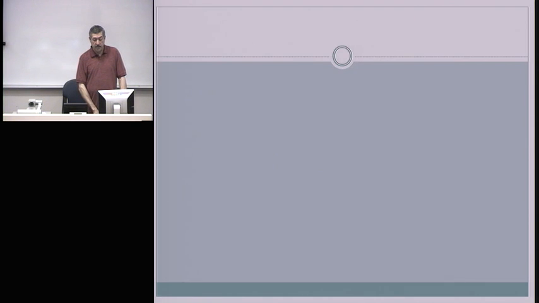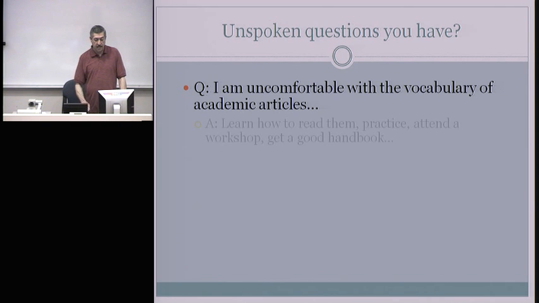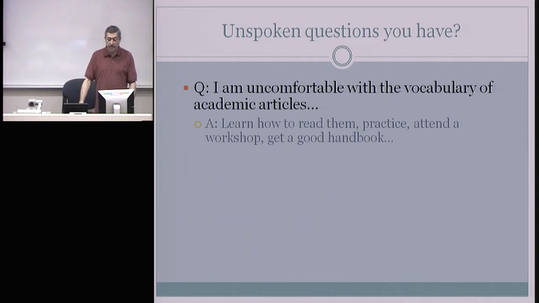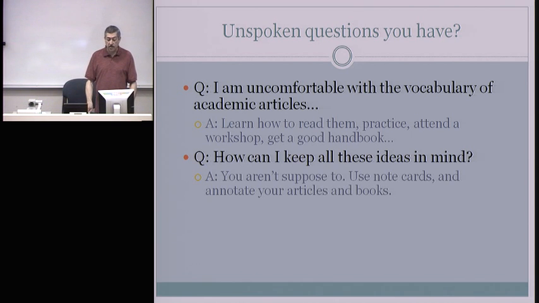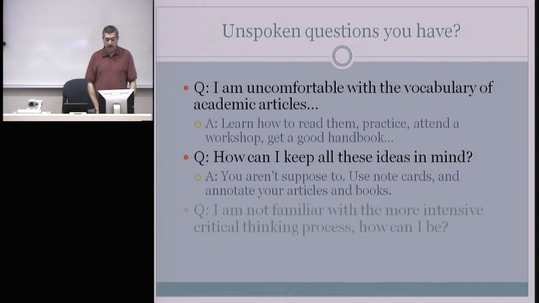And here we have some unspoken questions. If you go through these, most students say they're uncomfortable with the vocabulary of the academic articles. Well, the best way to learn to read them is to practice, attend workshops, get a good writing handbook. But practice is usually the best thing to do. And again, a lot of students say, how can I keep all these ideas in my mind? Well, you really don't have to. You're not supposed to. You want to use note cards, annotate all your articles and your books. Definitely writing things down is the best way to deal with it.